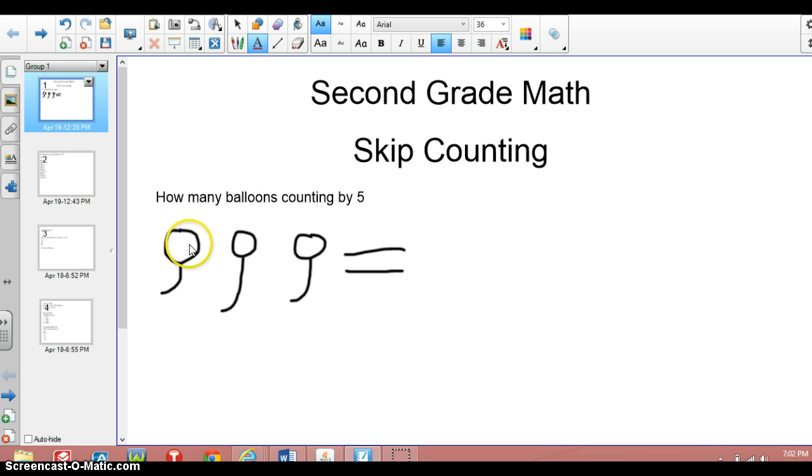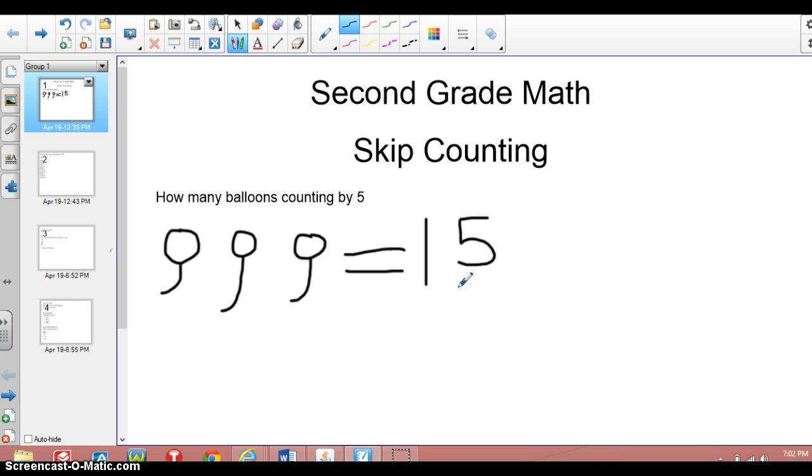I've put some balloons here, so we're going to see how many balloons counting by 5. So when we count by 5, it's 5, 10, 15. Now what we can do when we're teaching this lesson is we can write in 15. That's once the student answers and tells us how many it is when we're counting.